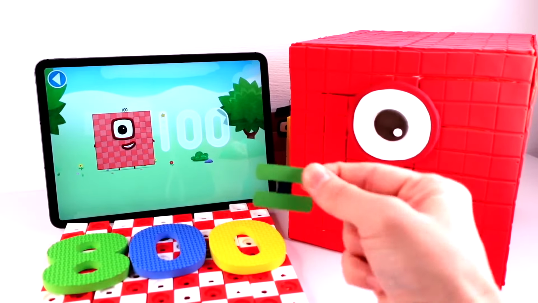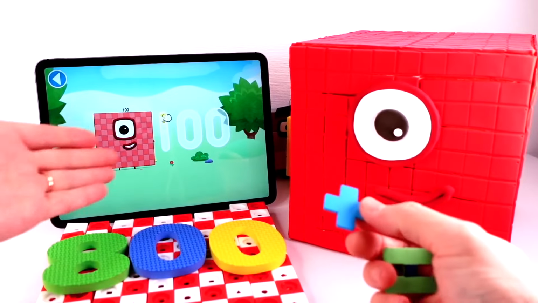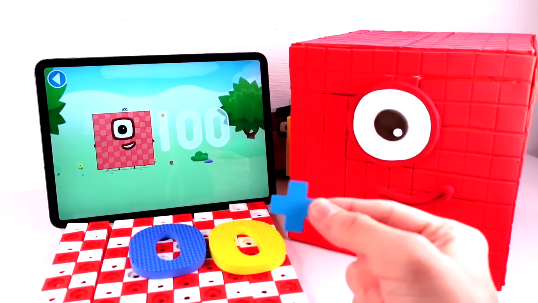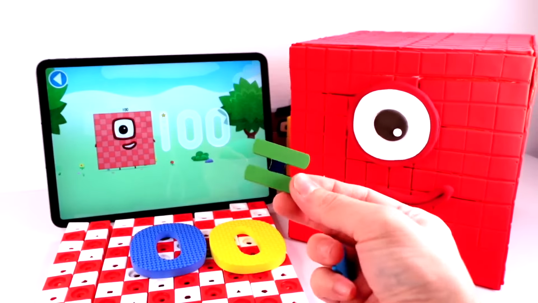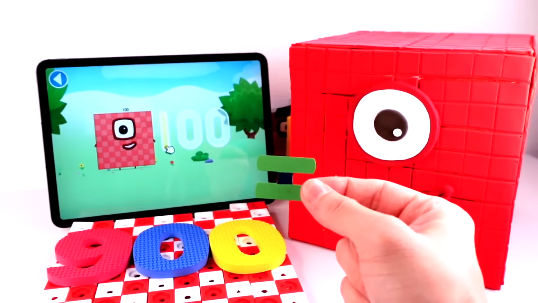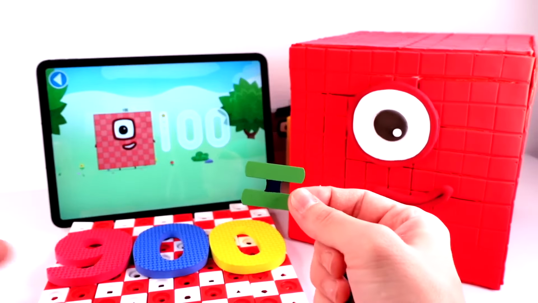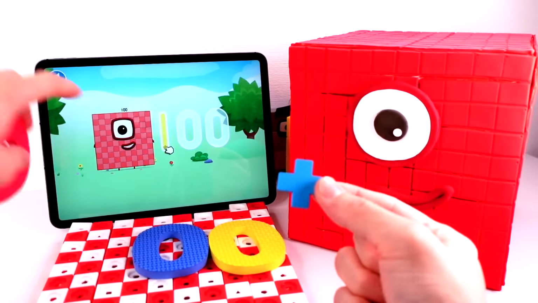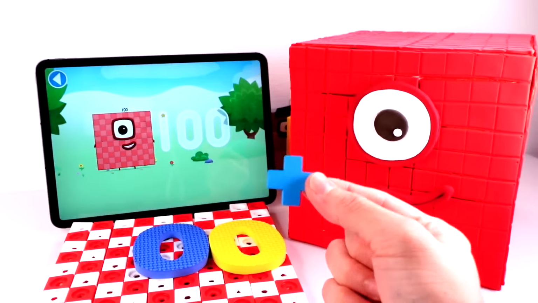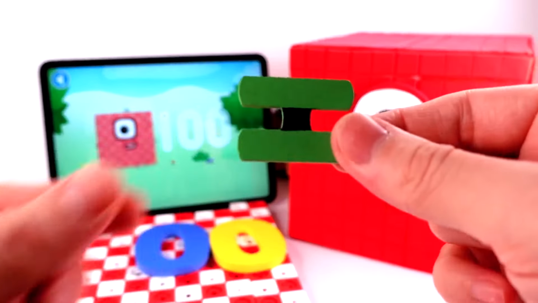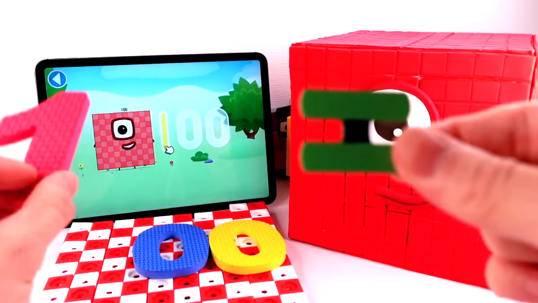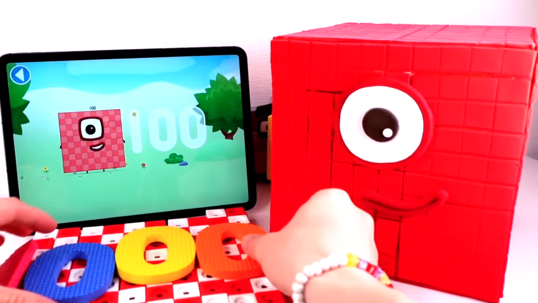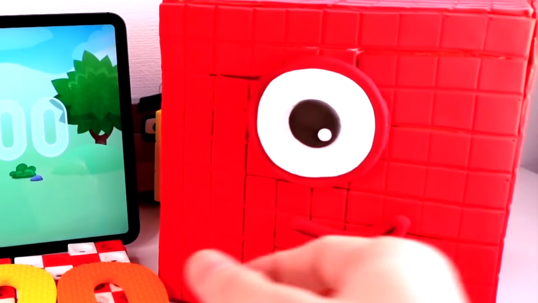800 number blocks. 800 number blocks plus 100 number blocks equals 900 number blocks. 900 number blocks plus last 100 number blocks and equals 1,000 number block like this.